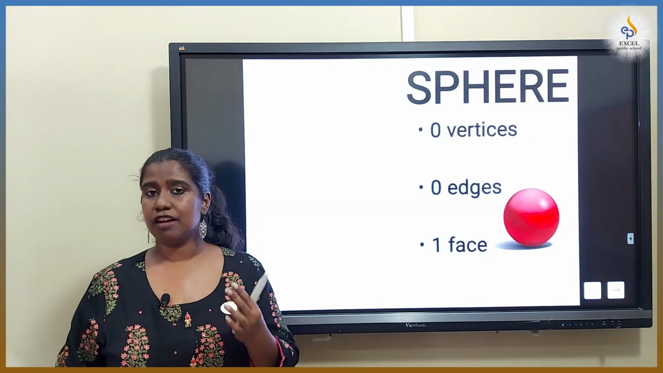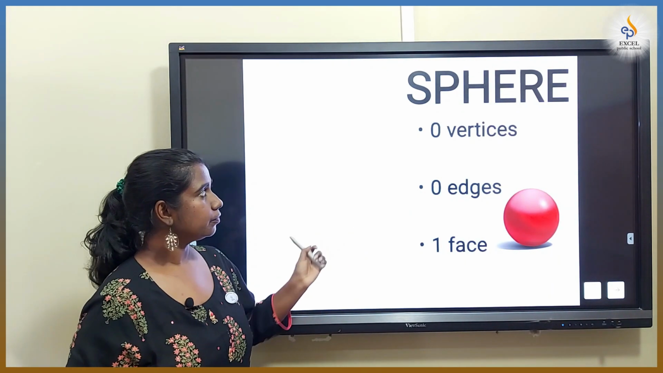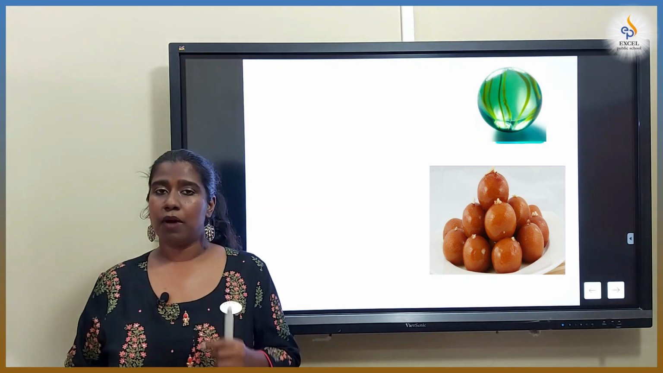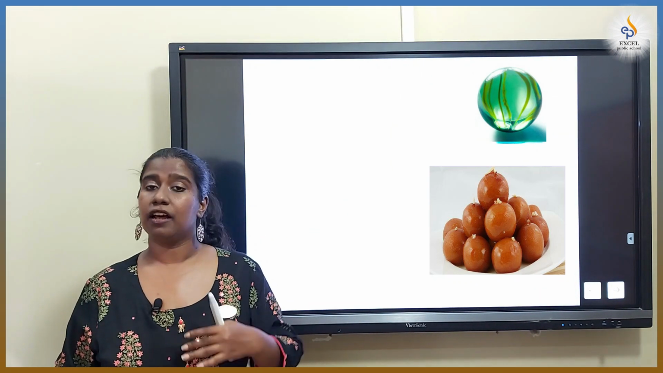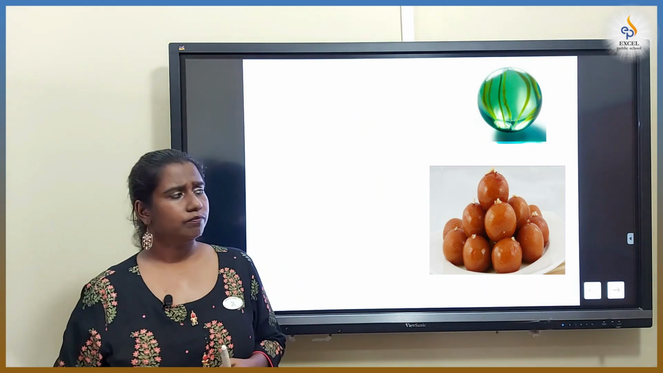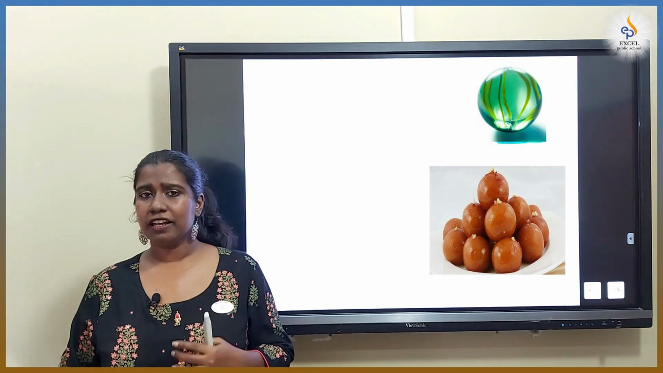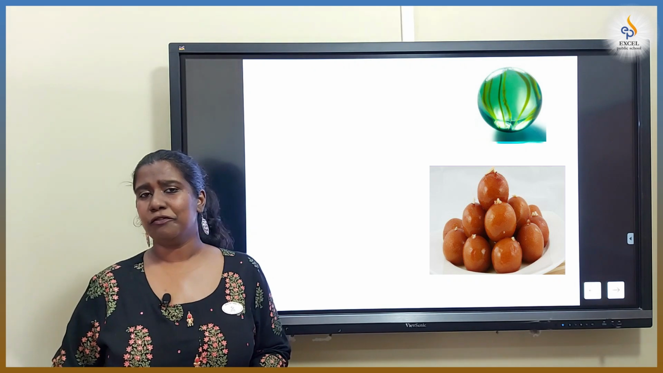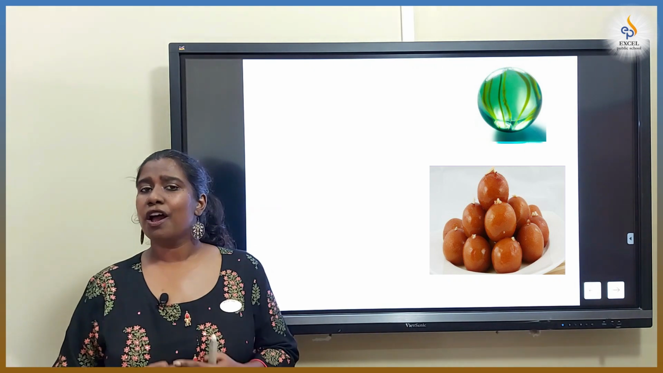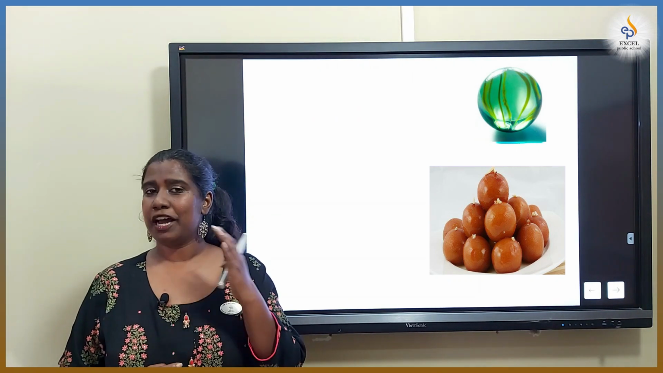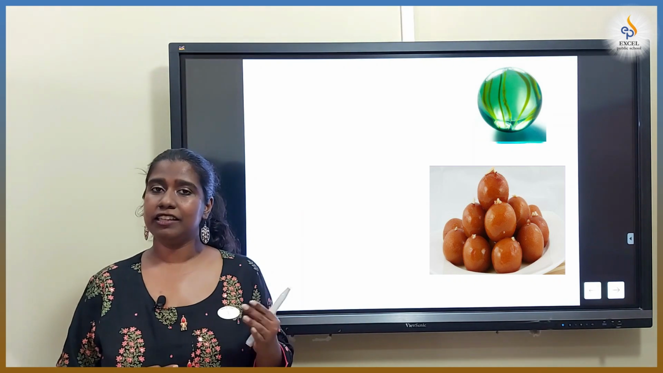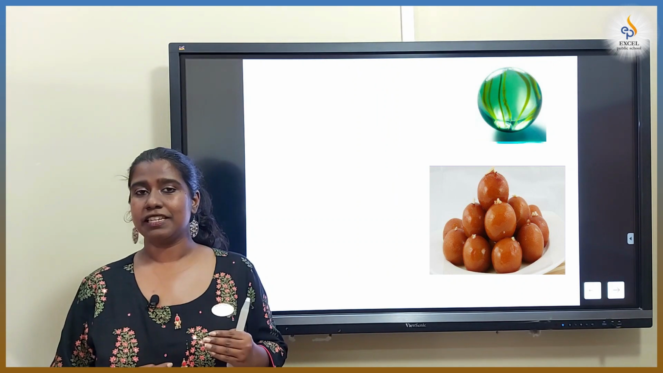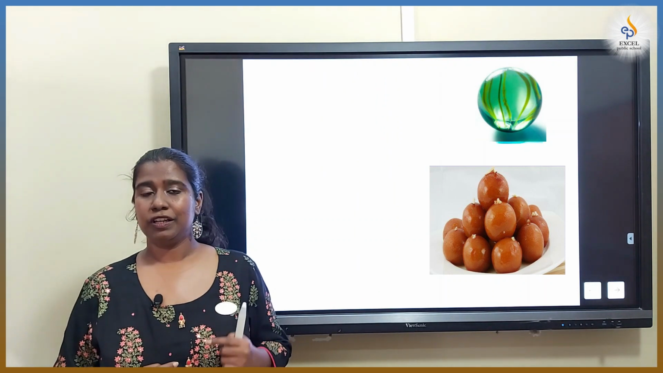What about the examples for a sphere? Marble and jamun are 2 examples, but there are many more spheres. Now by looking at this jamun, I am feeling very tempted. So, I am going to say goodbye to you now, and the rest of the attributes of the other 3D shapes, we will see in our next video.